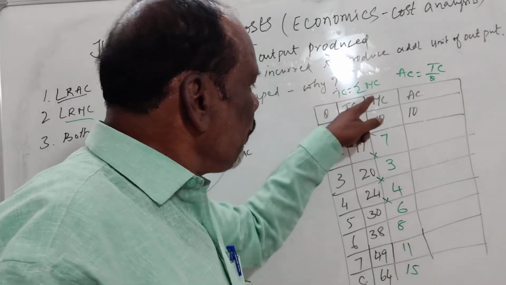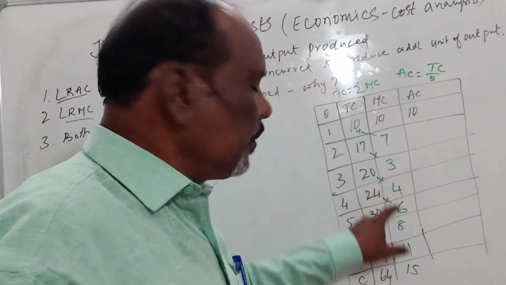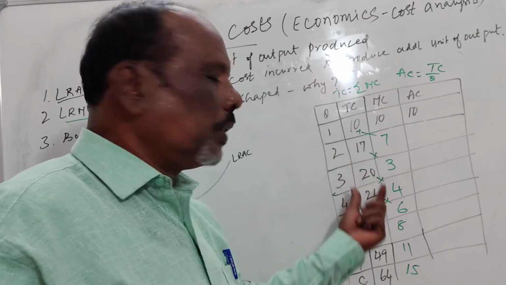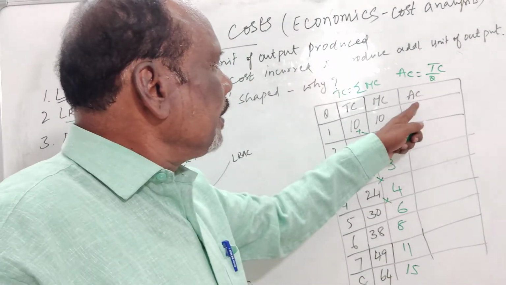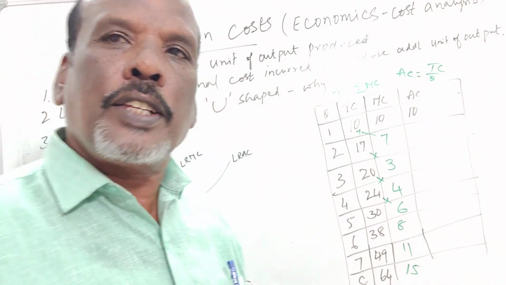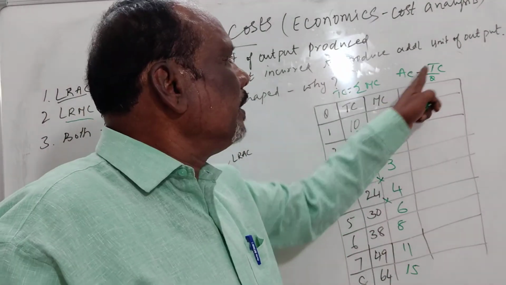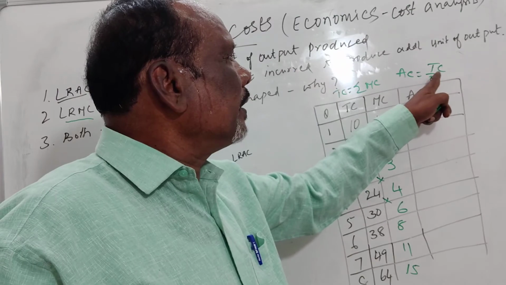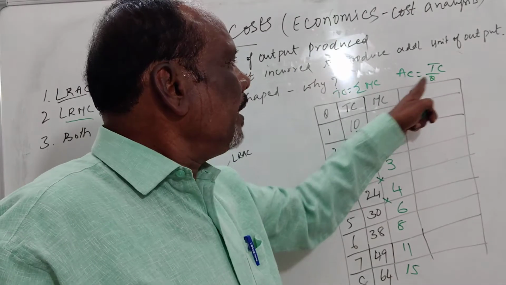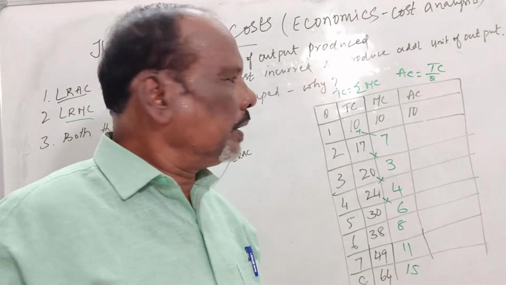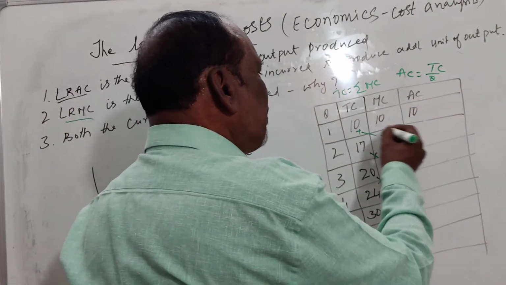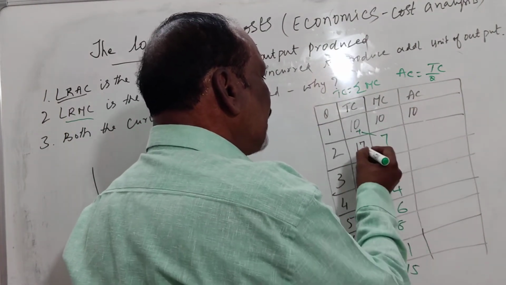So this is how, if you add all these marginal costs, you will get total cost. Did you understand? So the calculation of AC is very, very important. What's the formula? You just divide TC by the number of units produced. See, 10 divided by 1, that is 10.